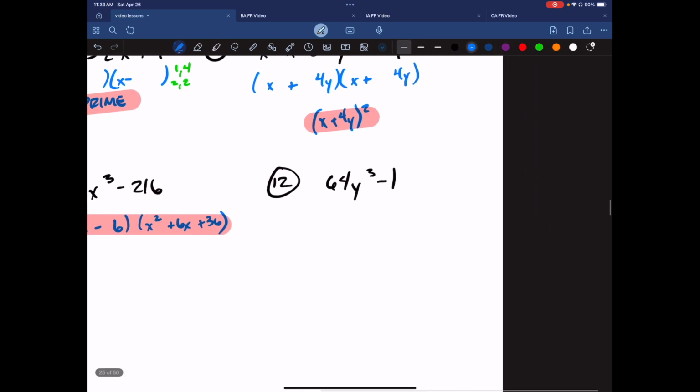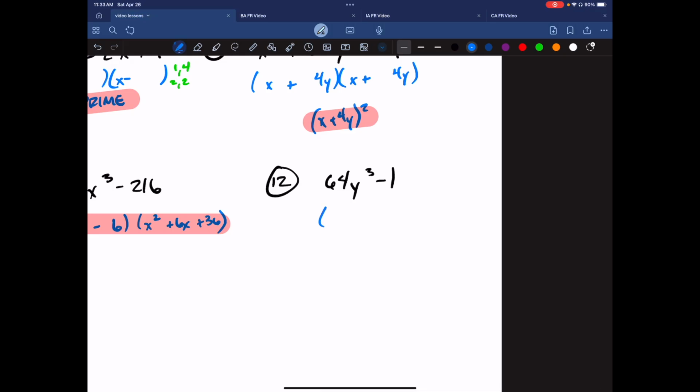On number 12, you have the cube root of 64 is 4y. The cube root of y cubed is y. And then minus the cube root of 1 is 1. Okay, once again, you're going to get a trinomial. This is completely based off the first one. So you square your first term. It's going to be 16y squared. You multiply your two terms together. It's going to give you negative 4y. And you change the sign. So it's going to be plus 4y. And then you square your last term. And because you're squaring your last term, it's always positive. So it's going to be plus 1. Okay, there's that.